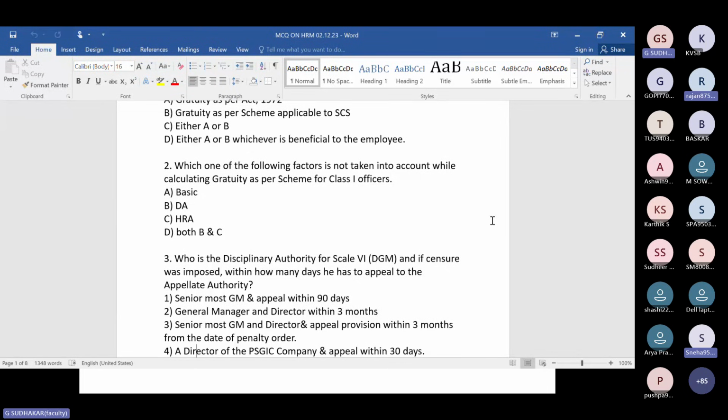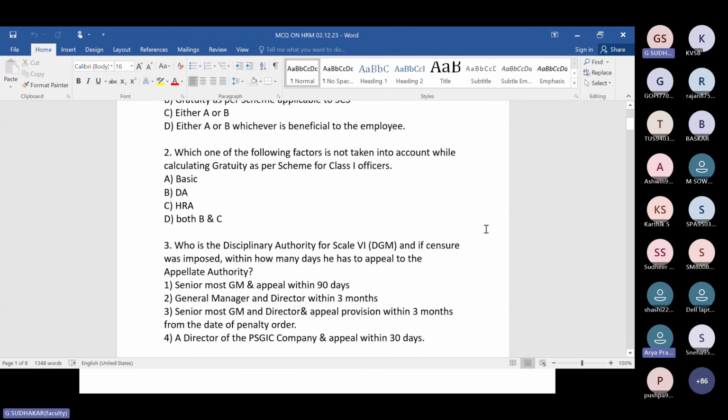The answer is B and C because while calculating under the scheme, there will not be any concept of DA. Even HRA will not come for the Act also. For the Act, only basic plus DA will come. For the scheme, only basic plus FPA will come. Here I have not mentioned any FPA. The parts that will not be taken into account are DA and HRA. So the correct answer is option D. Okay. Good. Read the question well. The problem is many of you are not reading the questions one time, two times, three times. Then only you will be able to arrive at one answer.